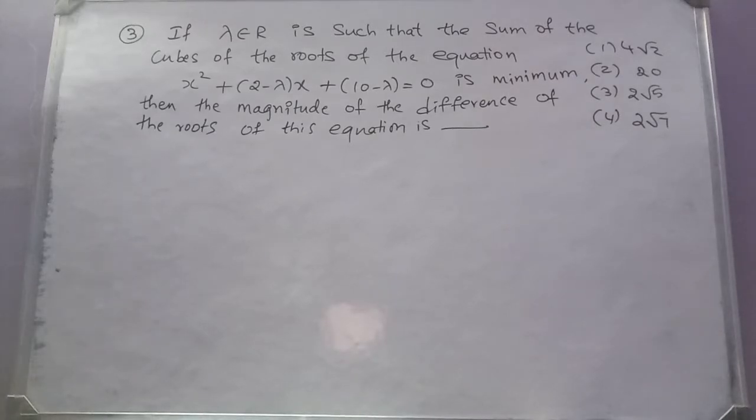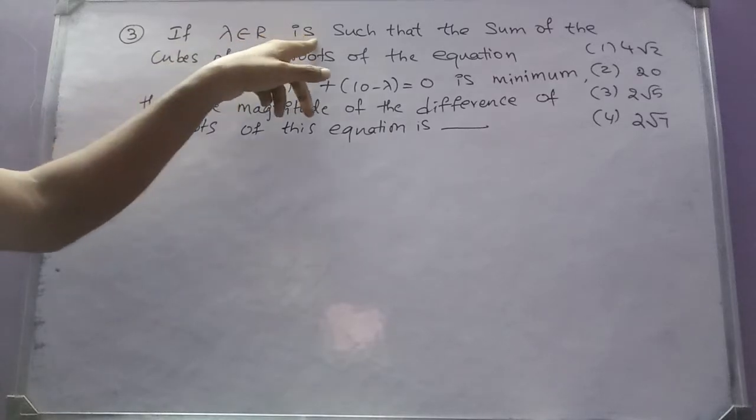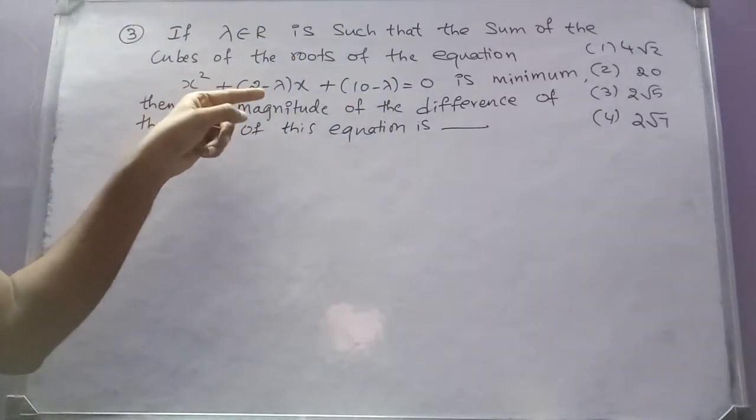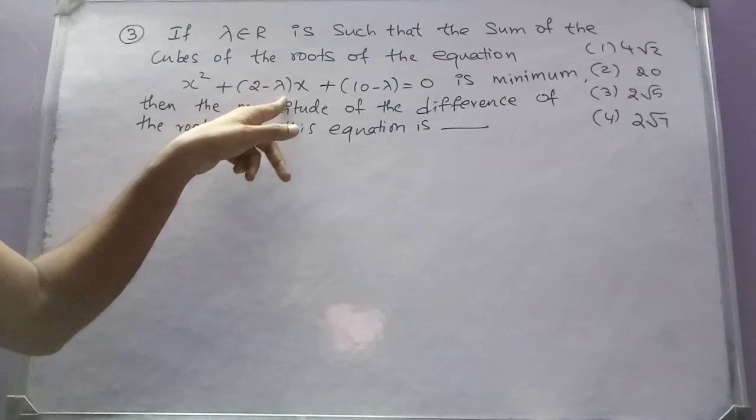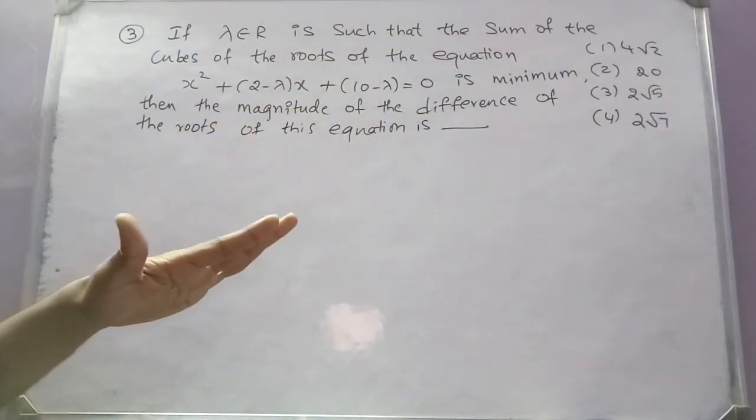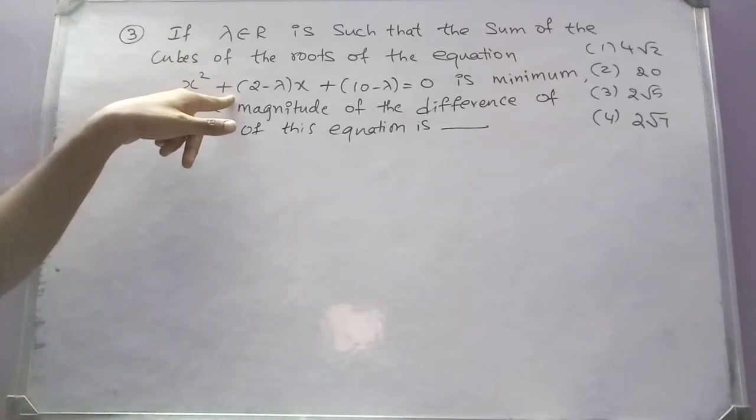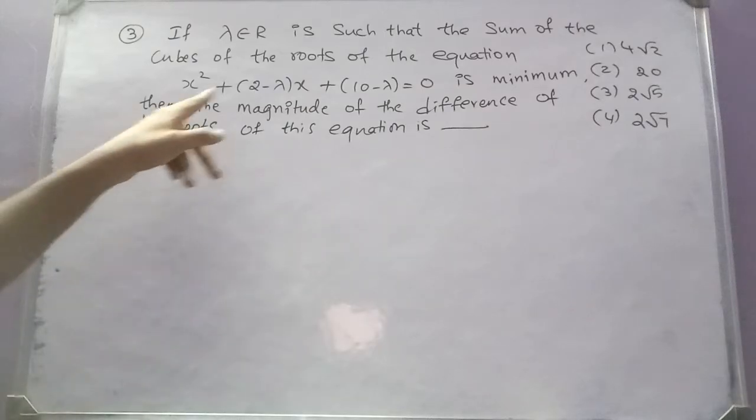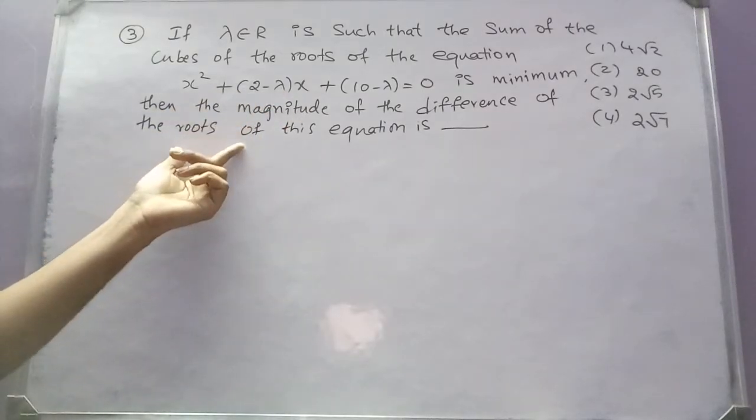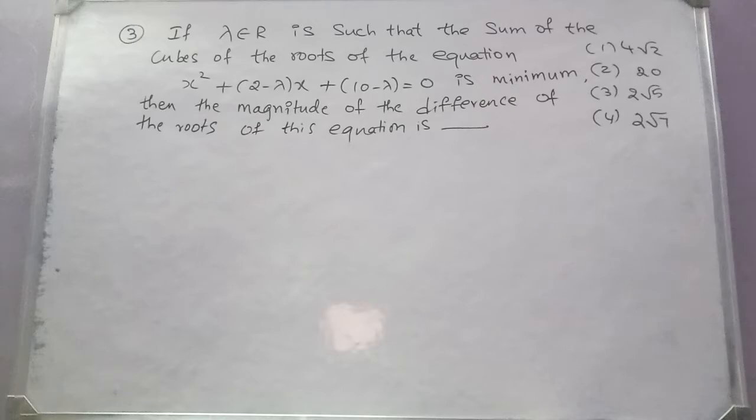Here is our third question. If lambda belongs to R is such that the sum of the cubes of the roots of this equation is minimum, which means that if you imagine alpha comma beta are the roots of this equation, he told that alpha cube plus beta cube is minimum. Then we are supposed to consider the value of lambda. Then the magnitude of the difference of the roots of this equation is what we need to find.